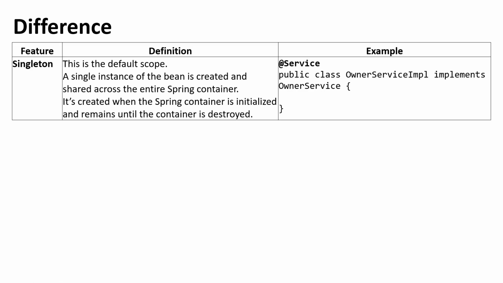But still the default scope is Singleton here, which means that in your complete application, there will be only one instance of the OwnerServiceImpl. It doesn't matter how many times you autowire the owner service, only one instance will be created and it will get destroyed when your application shuts down. We will very soon see this with the help of code also.